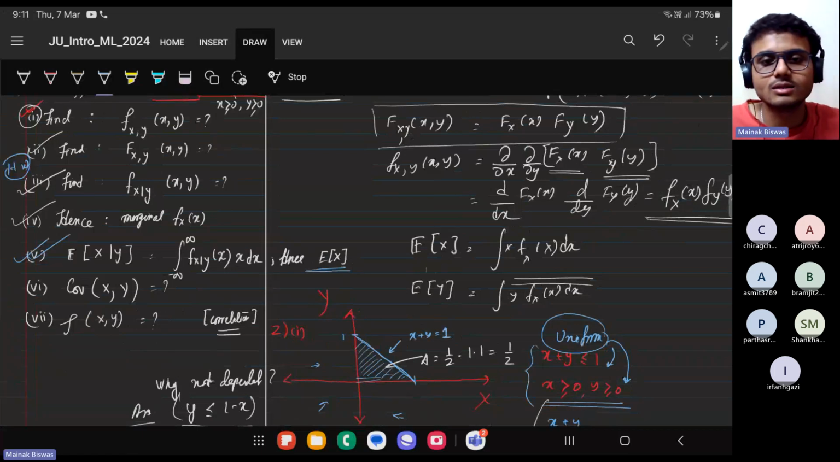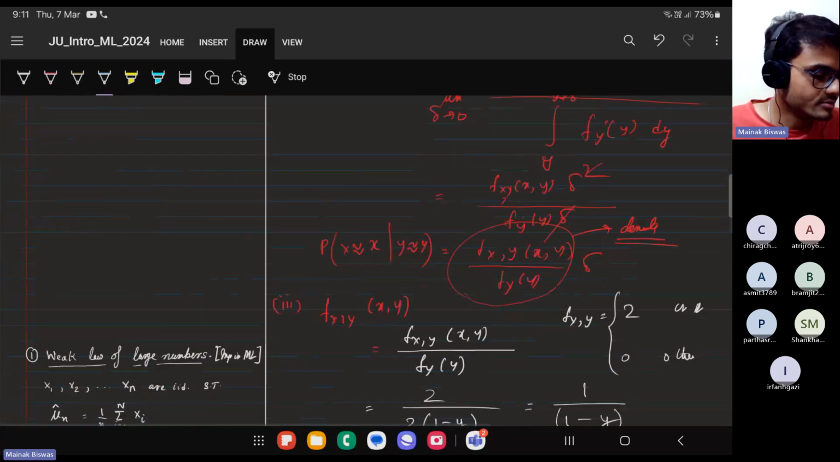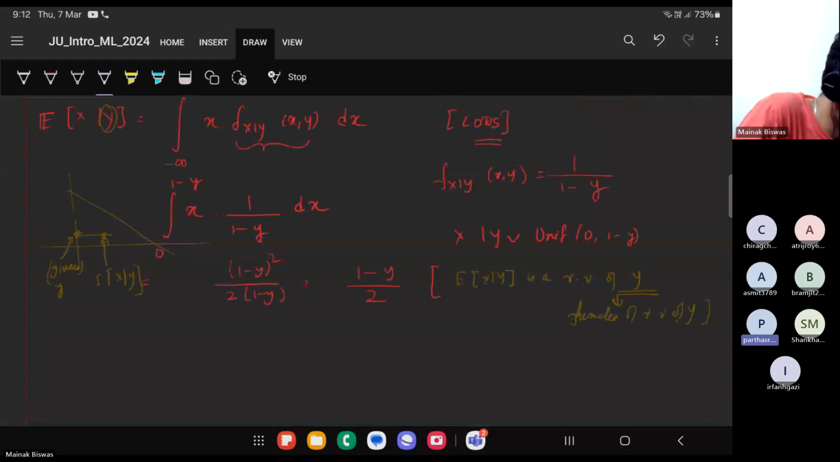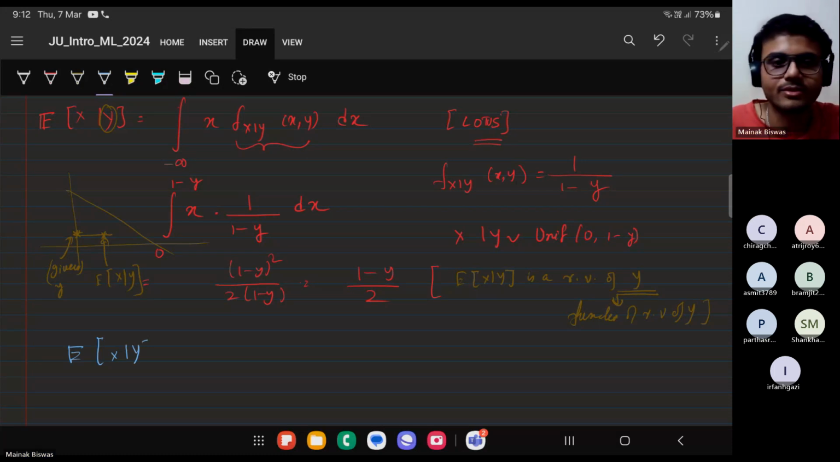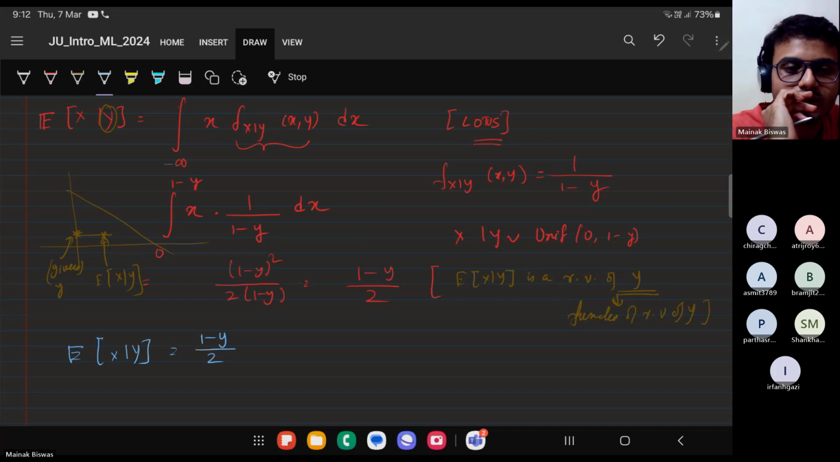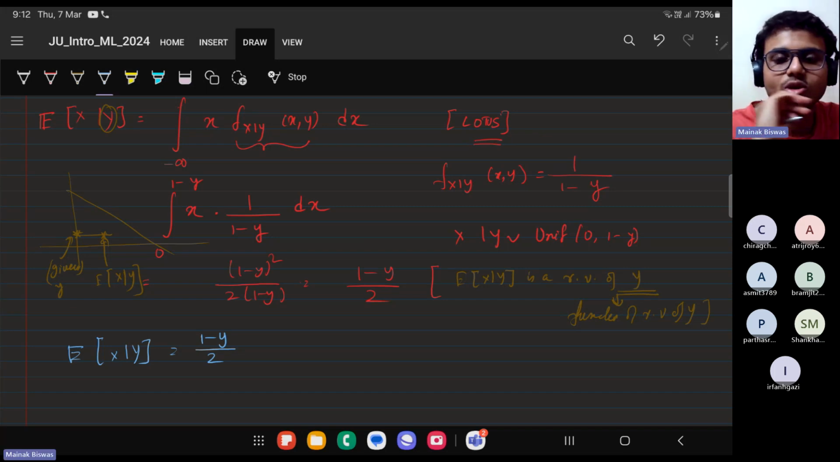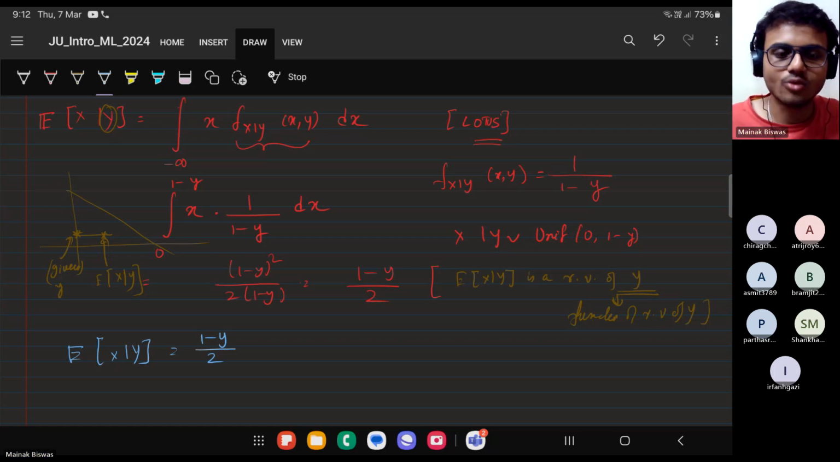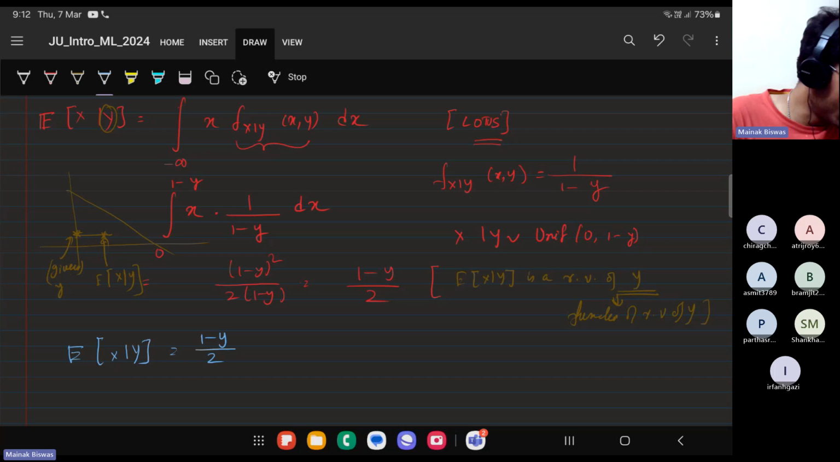What is expected value of x? How can I do it? Say you have expected value of x given y, given to you. This we have found: 1 minus y by 2. Covariance and correlation you will find. I have already given you correlation. Covariance you will also find. Correlation, I'll show one proof. That will be enough. I'll want you to do the rest as homework.